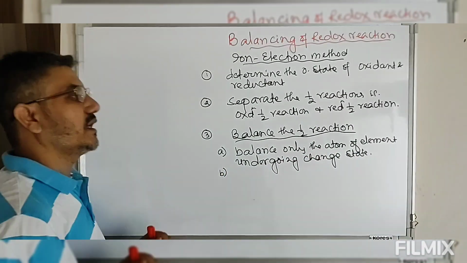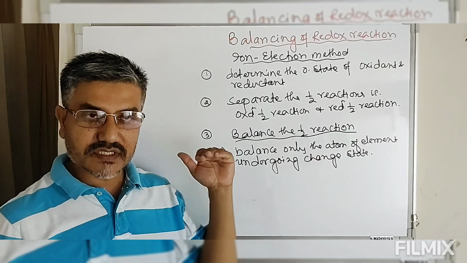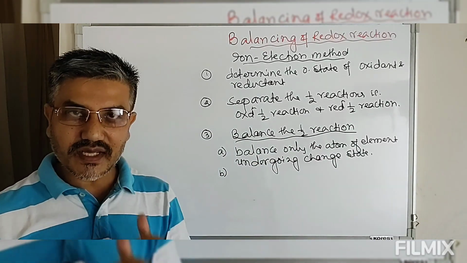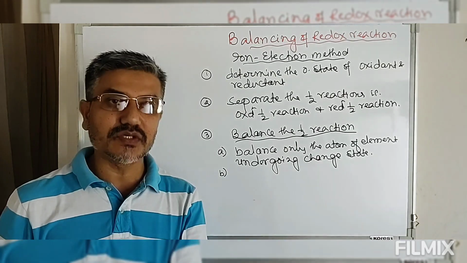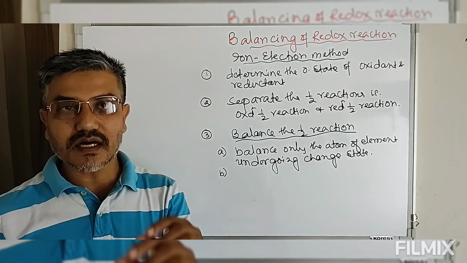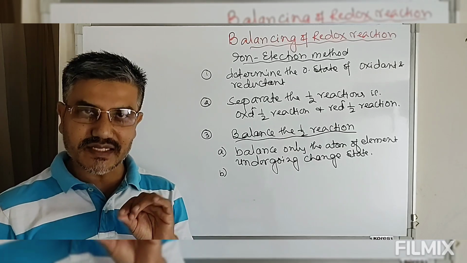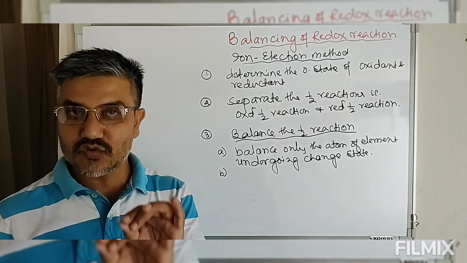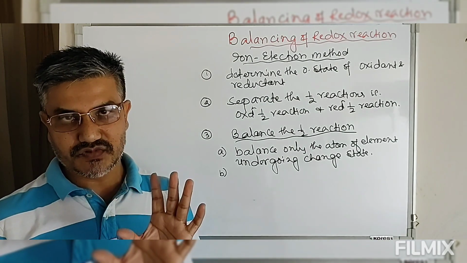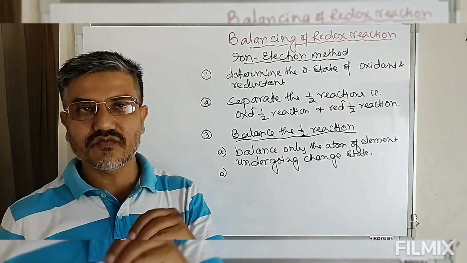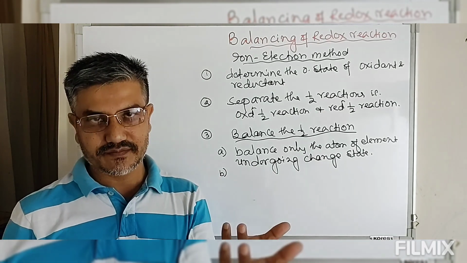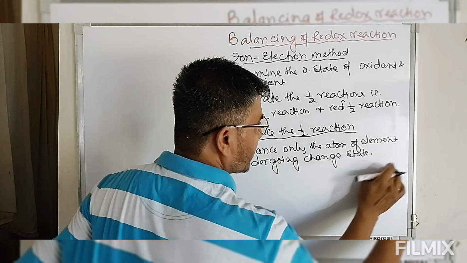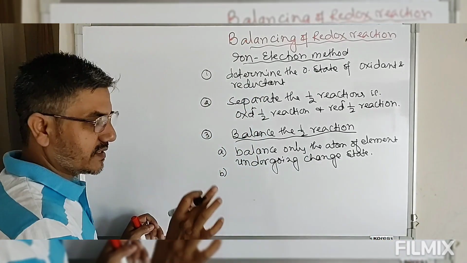Once the atoms of the element which is undergoing change in oxidation state are balanced, then we will have to balance the other atoms other than hydrogen and oxygen. So if there is any other atom other than hydrogen and oxygen, then we have to balance those atoms. Balancing means if there is a requirement, then we have to multiply by a suitable integer to balance the reaction.